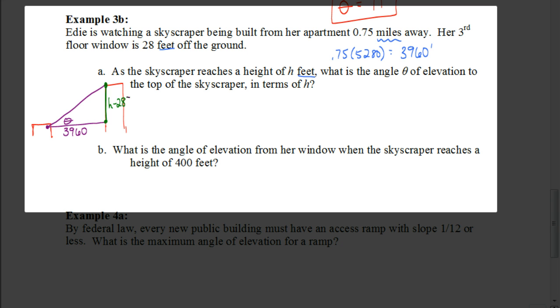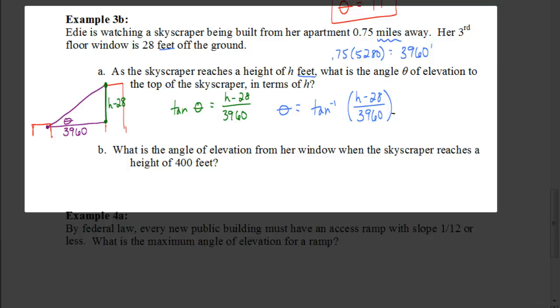So when we go to set up our ratio here for the tangent, because this is the opposite leg, this would be the adjacent leg, it'd be the tangent of theta equals the opposite leg over the adjacent leg, which is 3,960. But they want this to be solved for theta, so we take the inverse tangent of both sides. Which would give us theta equals the inverse tangent of h minus 28 over 3,960.